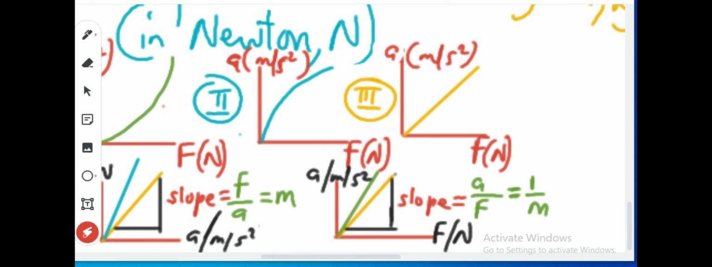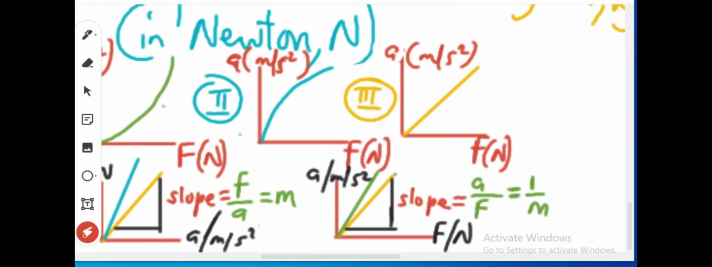Which one has a higher slope? Obviously, the green one. But which one has a higher gradient? A higher slope is the green one. Which one has a higher mass? The green one.